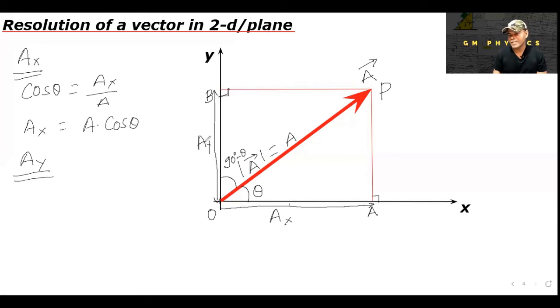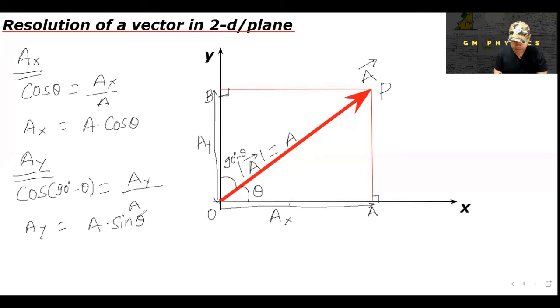Again, we will use that trigonometric relation, cos of this angle 90 degree minus theta. So we can write cos of 90 degree minus theta is equal to base upon hypotenuse. Base is OB, that is AY, the Y component of the vector, and the hypotenuse is A. So you get AY is equal to A into cos of 90 degree minus theta. What is cos of 90 degree minus theta? Sin theta. So we write sin theta.